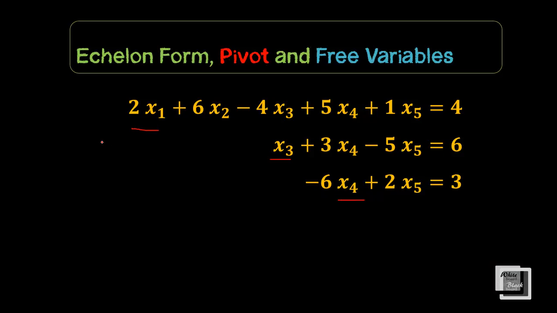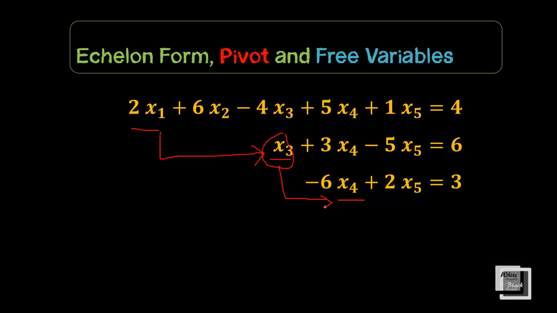We can clearly observe here that the leading unknown of each equation except the first equation appears to the right of the leading unknown of the preceding equation. The leading unknown of the second equation is x3 and it is to the right of the leading unknown of the first equation. The leading unknown of the third equation is x4 and it appears to the right of the leading unknown of the second equation. This form of equation is called the echelon form of the system of linear equations.